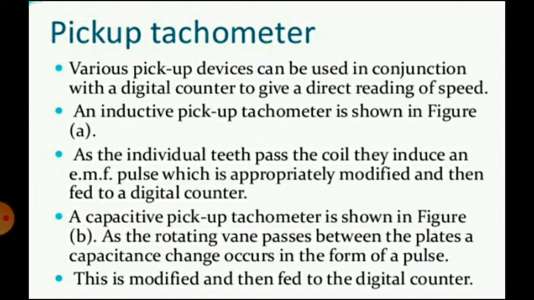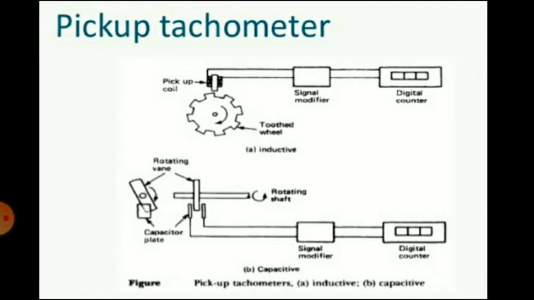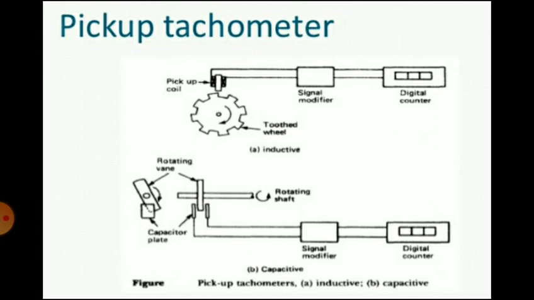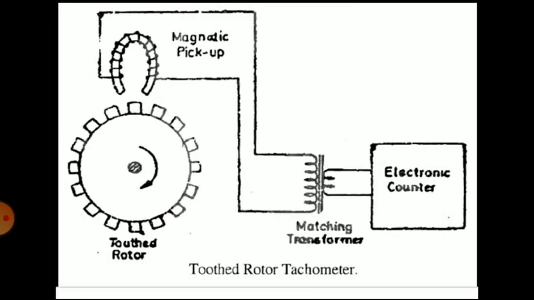Then the second instrument in the category of digital tachometers is the tooth rotor variable reluctance tachometer. That is also called a pickup tachometer. One is inductive, another is capacitive, as shown in the diagram. Now this is a tooth rotor tachometer. It consists of the tooth rotor, the magnetic pickup coil, and an electronic counter to count the pulses.